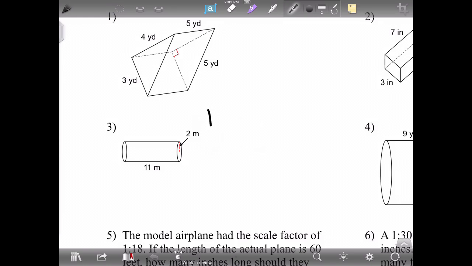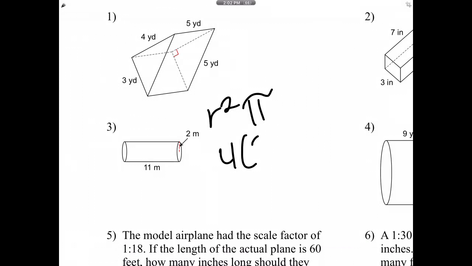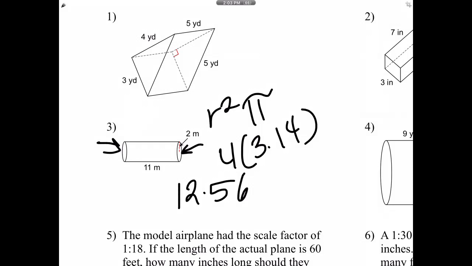Now to find the surface area, we are going to do, first of all, the areas of the circles, which would be radius squared times pi. So we would have 4 times 3.14. There would be 2 of them, the circle right here and the circle right there. So 4 times 3.14 is 12.56, times 2, because we have 2 circles, we have 25.12.